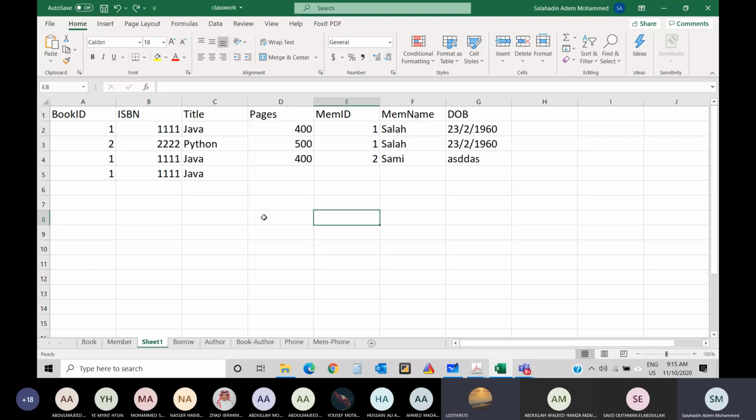Tell me, which one of these columns will go into the book table? Which one? The book ID, ISBN. ISBN. Exactly. This one and this one and this one and this one. Let me put them in yellow. These columns will go to a different table, what do we call it? The book table, isn't it? Right. How do we know that?